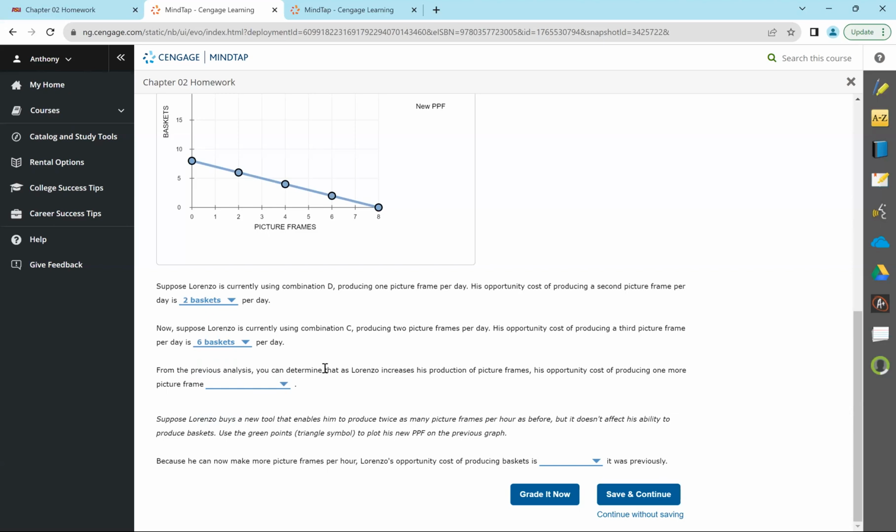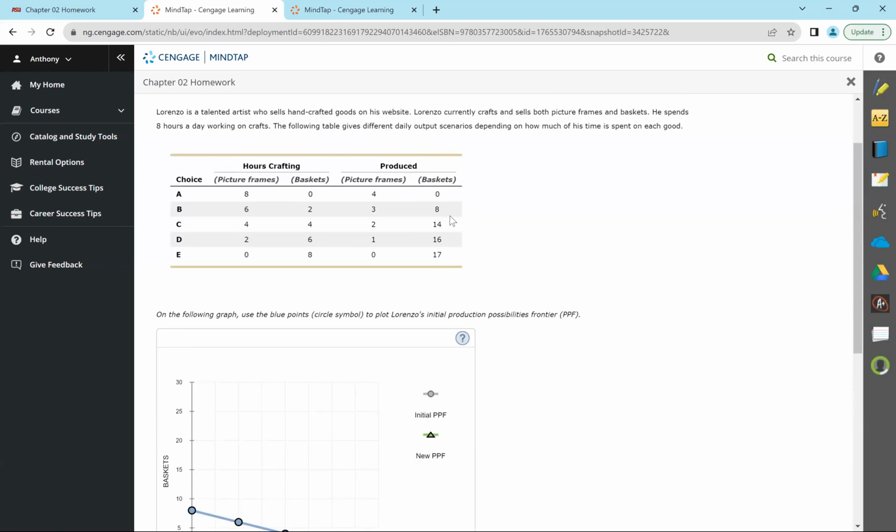From the previous analysis, you can determine that as Lorenzo increases his production of picture frames, his opportunity cost of producing one more picture frame increases. So basically, they're saying he only went up from 1 to 2 picture frames, and it cost him 2, but 2 to 3 now costs him 6. So it gets worse. It increases. Like the next one up here goes from 8 to 0, so one more picture frame is 8 baskets, a lot.